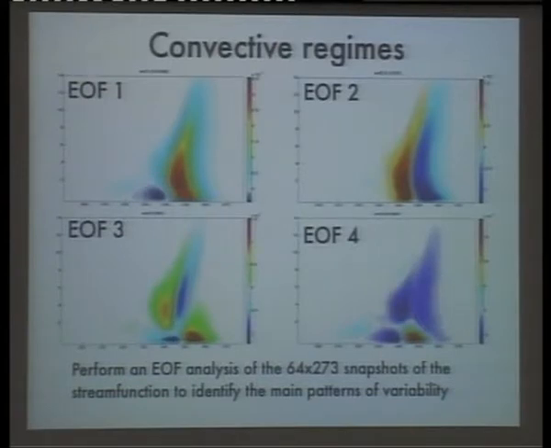So we have about 12,000 time points, and we have these 12,000 basically two-dimensional images. The first thing we did was an EOF analysis of this. You can of course get as many EOFs as you want, but we focus here on the first 4, as a way of looking at these as various convective regimes.